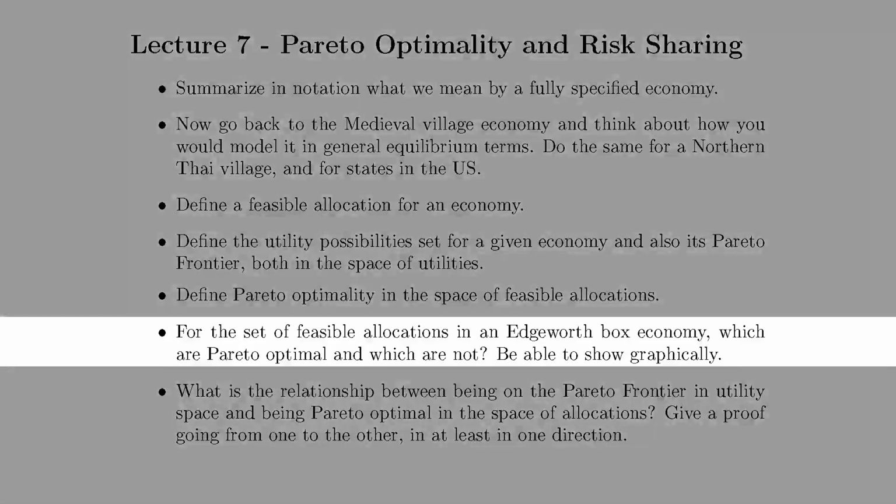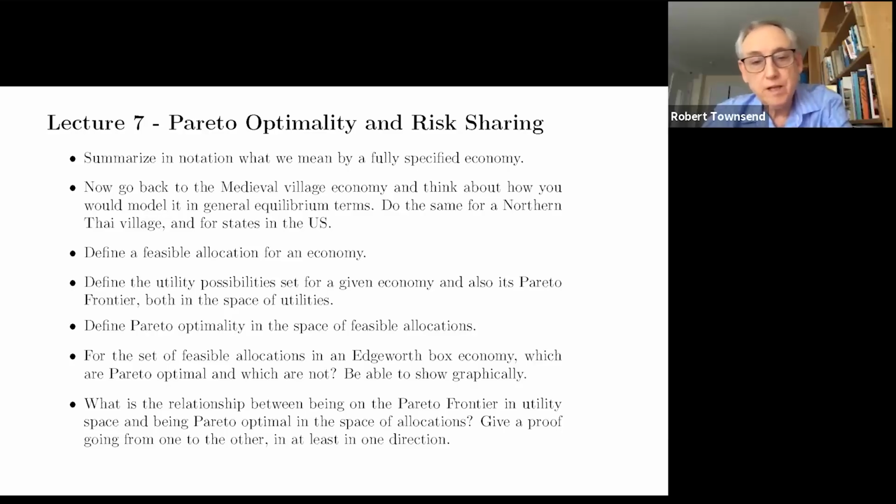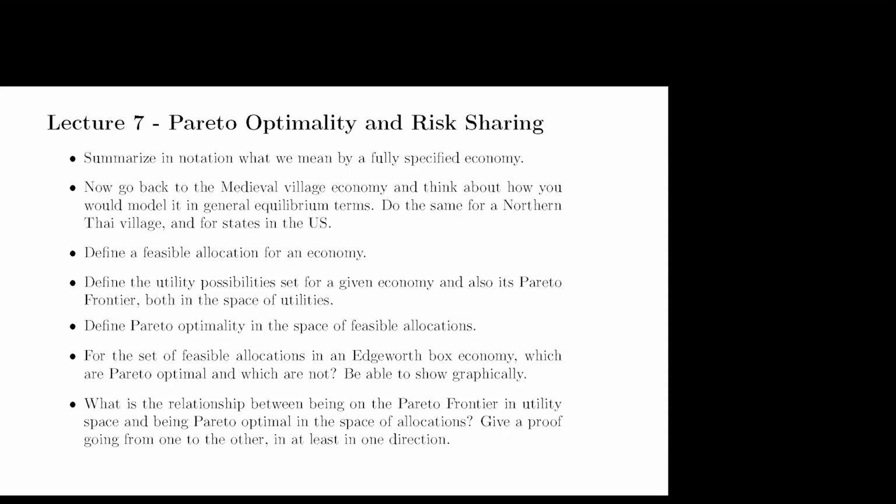Okay, for the set of feasible allocations in an Edgeworth box economy, which allocations are Pareto optimal and which not? And if we had the whiteboard, I would ask you to draw it, but I'm not going to be that ambitious. So can someone just tell me in words? How about Paulo? Can you take a stab at this?